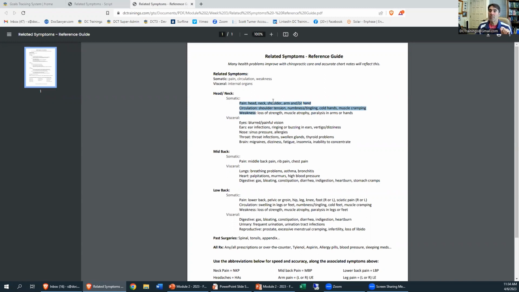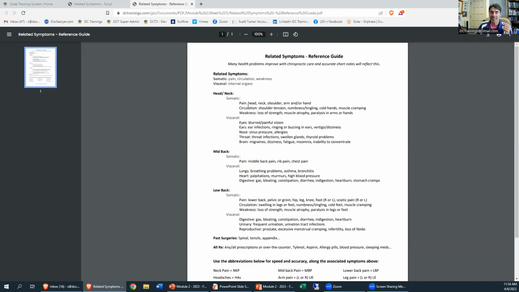So symptoms related to pain would show up in the head, neck, shoulder, arm, and hand. Symptoms related to circulation would be things like shoulder tension, numbness and tingling, cold hands, or muscle cramping. Symptoms related to weakness would be loss of strength, muscle atrophy, or paralysis.